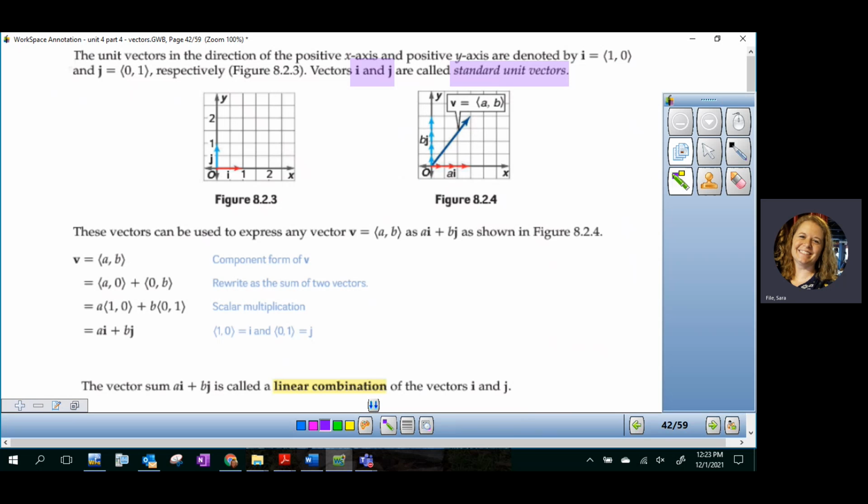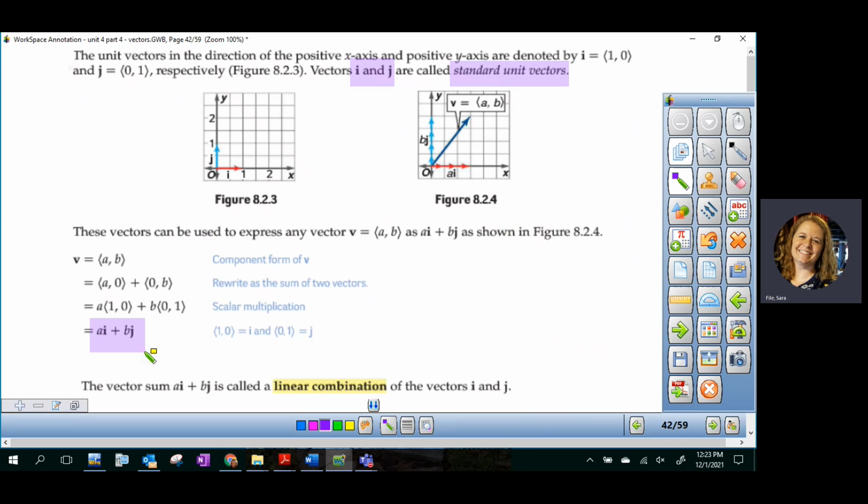And when you write it in that format like that, it's called the linear combination. The linear combination of vectors I and J. Okay? So that kind of explains where this comes from, because you're adding the horizontal and the vertical components to get that resultant vector. You're doing it in terms of those standard unit vectors.